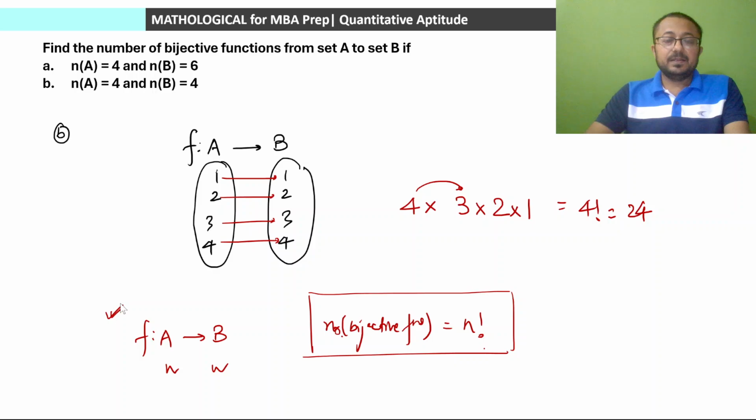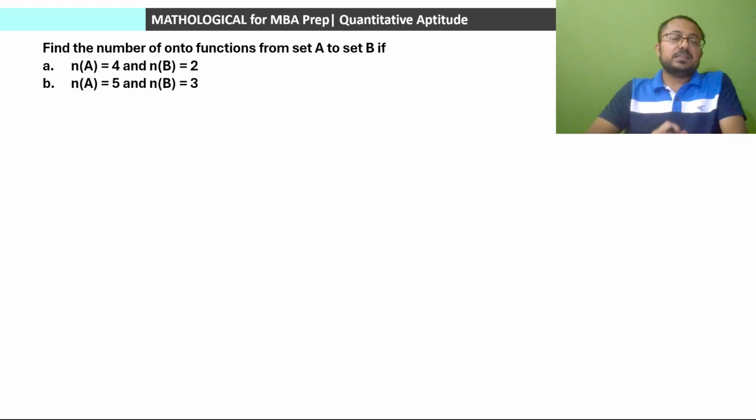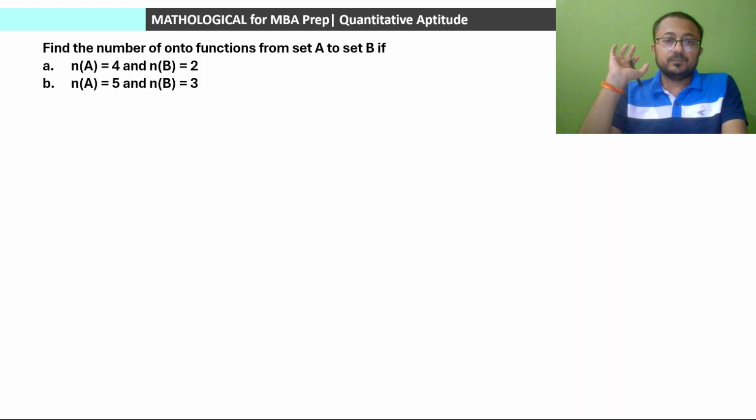Next concept, that is number of onto functions. Next question. Number of onto functions from set A to set B. If the number of elements in set A is equal to 4 and the number of elements in set B is equal to 2, so how many onto functions are possible in such a scenario? कितने onto functions possible होंगे? Pause the video and try to solve it yourself first.